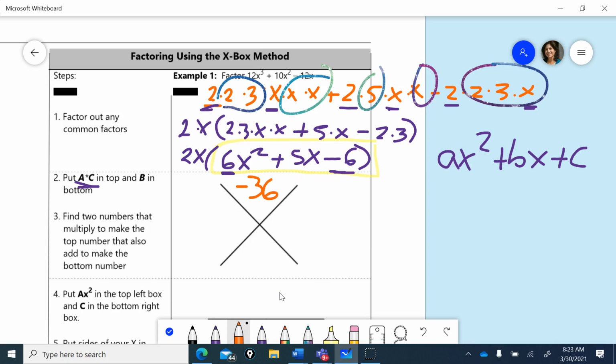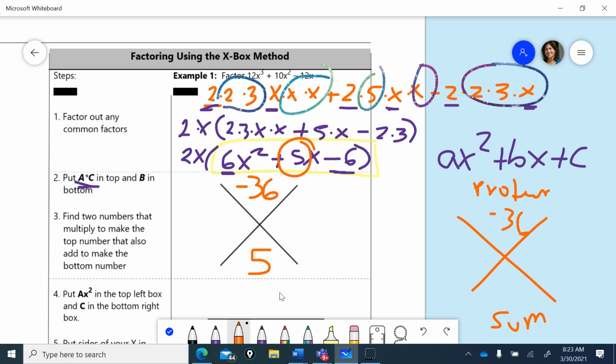And I am going to write this number 5 is the sum. So what do I have? The product, and I have the sum. And I am going to find two numbers that multiply to give me negative 36, and when I add, give me positive 5. They don't come to my mind, okay?